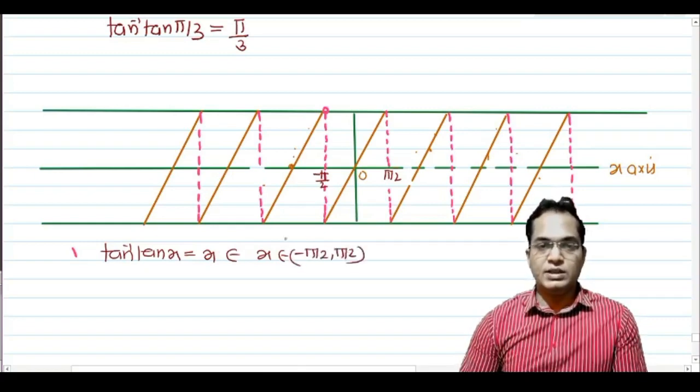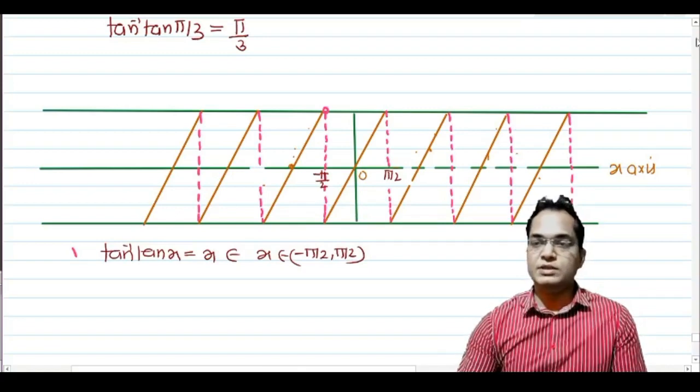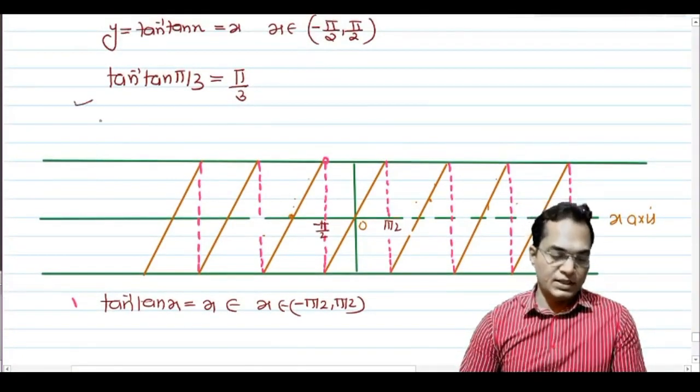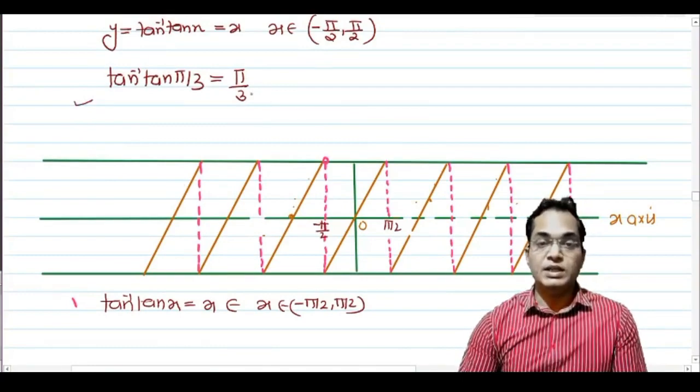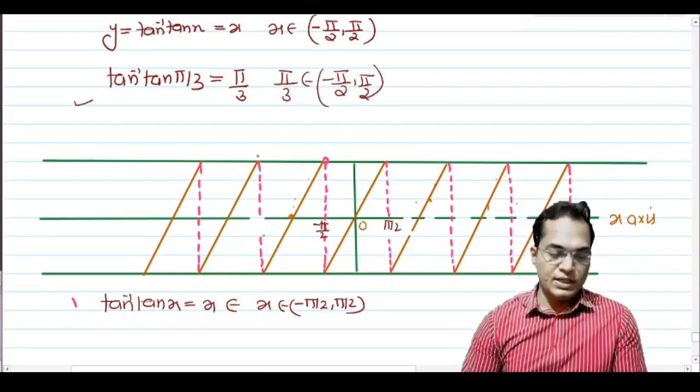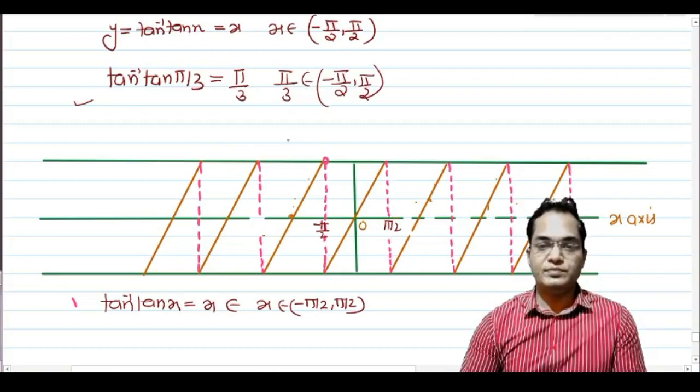Got it? That's why you can see that the first question is here. The value of tan inverse tan pi by 3, it is the first question. It is pi by 3 because this pi by 3 lies between minus 90 to 90. That's why this is our answer. Got it? Now the second question is tan inverse tan 6 pi by 7.